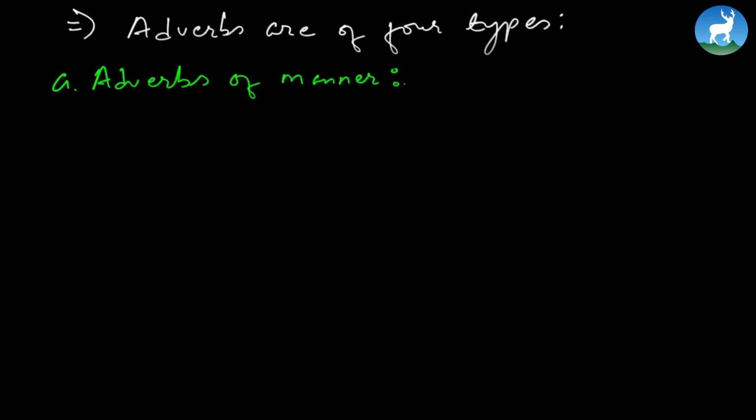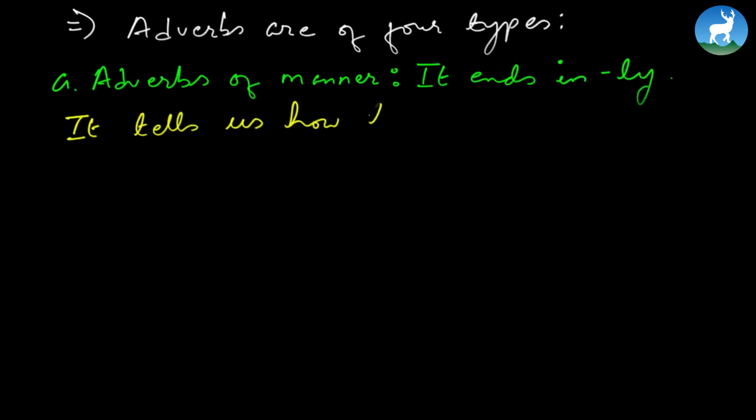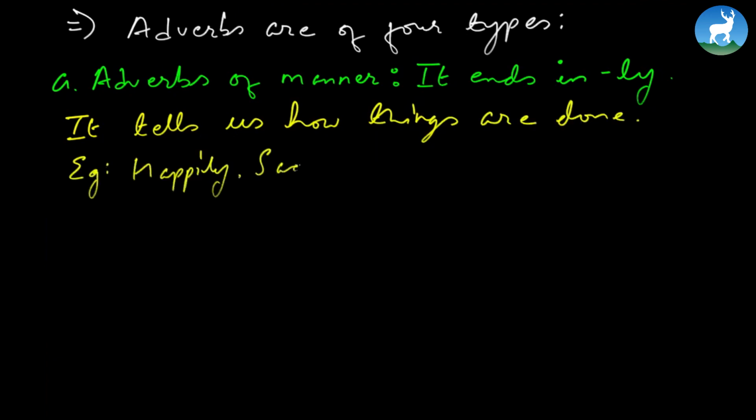Now, the exercise which you're about to do is all about adverbs of manner. Now, things to notice about this is in adverbs of manner, which is frequently used, by the way, all right, it ends in ly. It tells us how things are done. Example, like for instance, happily, sadly, quickly. Remember all these ending in ly. Slowly, see, all these things.